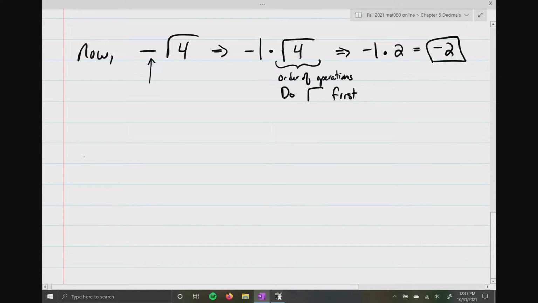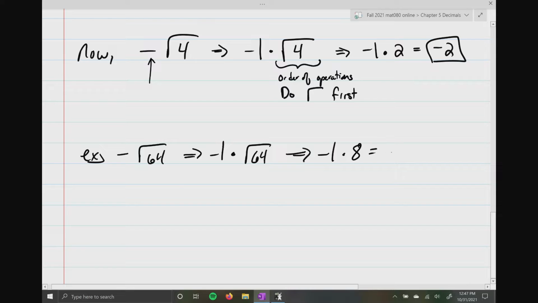Same thing as this example. Negative square root of 64, think of it as -1 times the square root of 64. Now, we're going to simplify the radical first. So we get -1 times 8, which is -8. Okay?